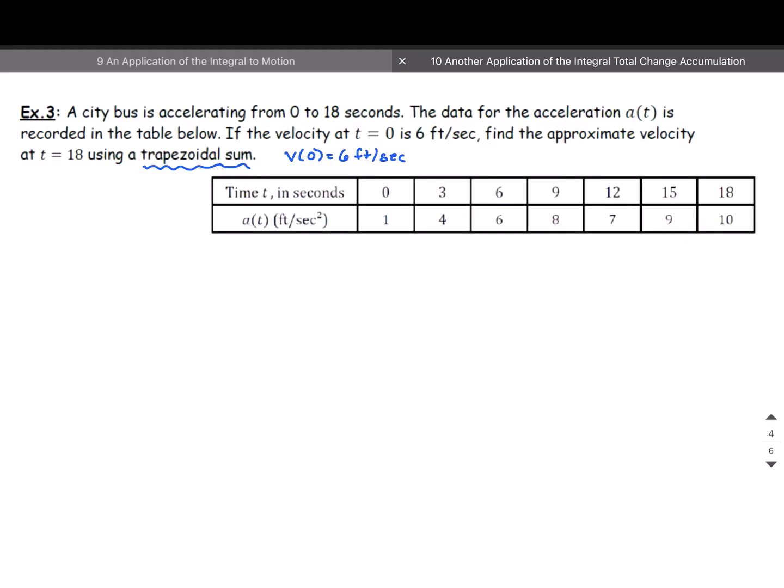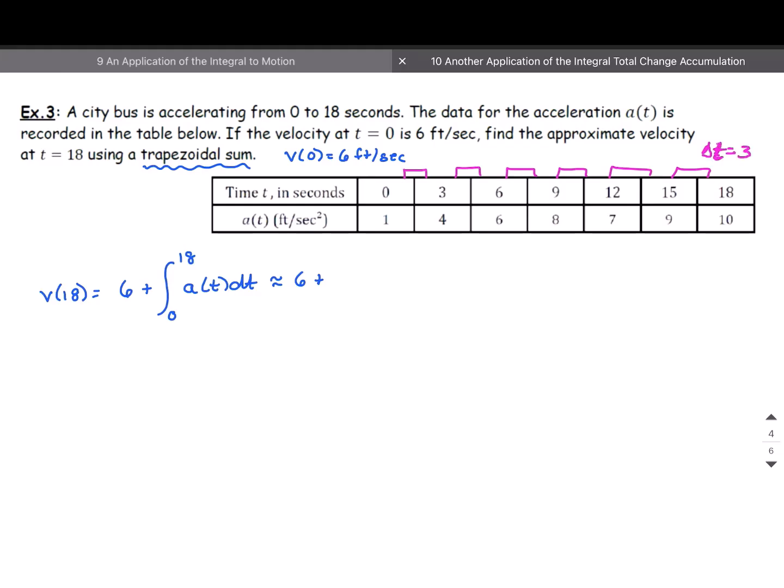Okay, so if I want to find the velocity at 18, we would need to know our starting velocity, which is 6, plus the integral from the starting time of 0 up to time 18, and we integrate our acceleration dt. We don't have an acceleration function, so we have to use the trapezoidal sum. So it's going to be 6 plus. Now before I do a trapezoid, look at your t's. That's changing 3, 3, 3, 3, 3, 3. Awesome. Delta t is 3 for each change.